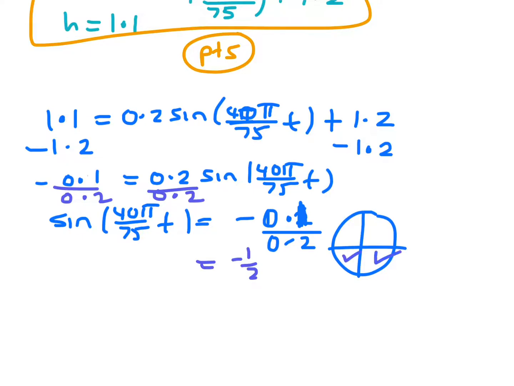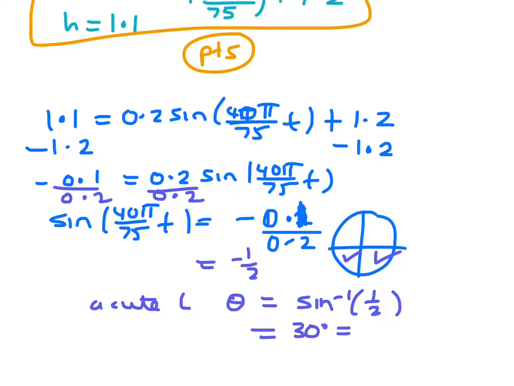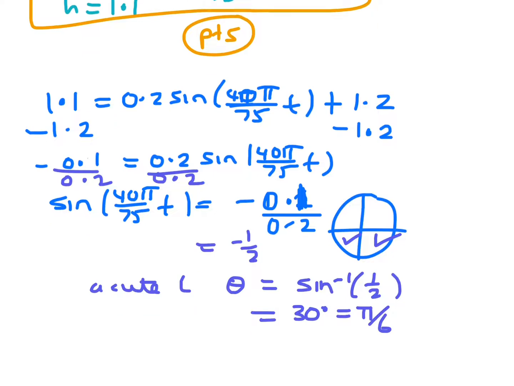Well, sine is negative in those 2 quadrants. So the first thing you have to do is you get the acute angle. I'm just going to call it theta. So for the acute angle, you go sine inverse of 1/2. You don't need to put the negative in because you just want the acute. And that will give you 30 degrees, which is pi on 6.